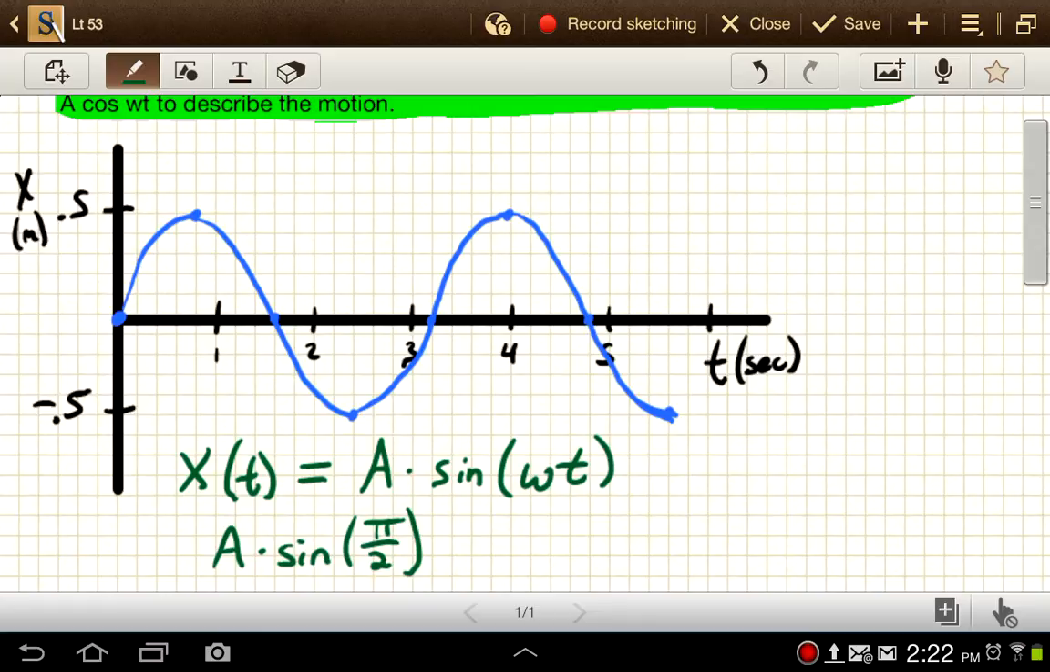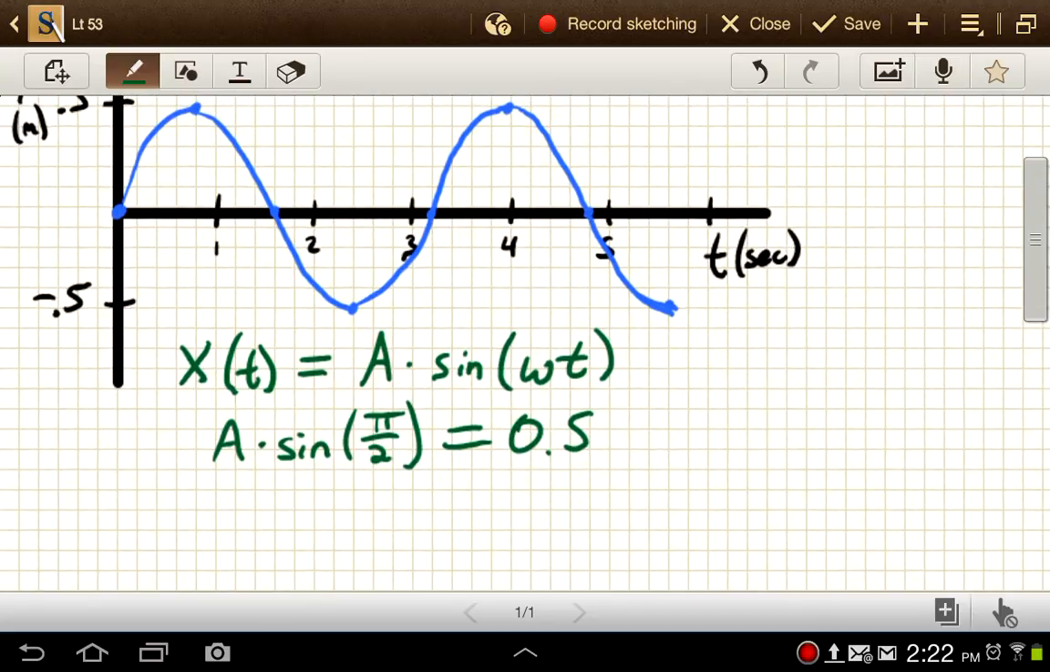A times the sine of pi over 2, that's the time when the sine function has a maximum value, has to equal 0.5. That's going to be this point right there. And so from that, I know that A times the sine of pi over 2 is just A times 1, so that's equal to 0.5, so A is just equal to 0.5.